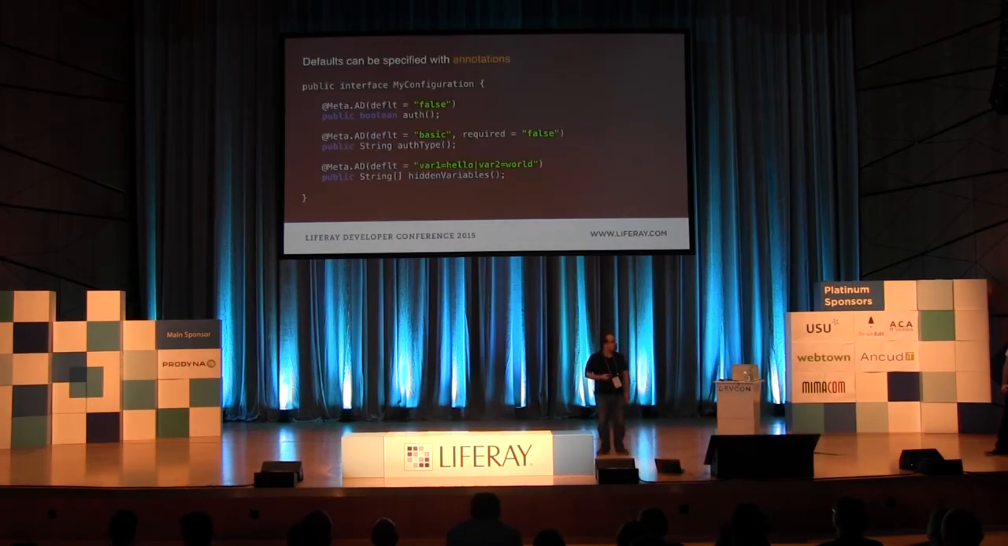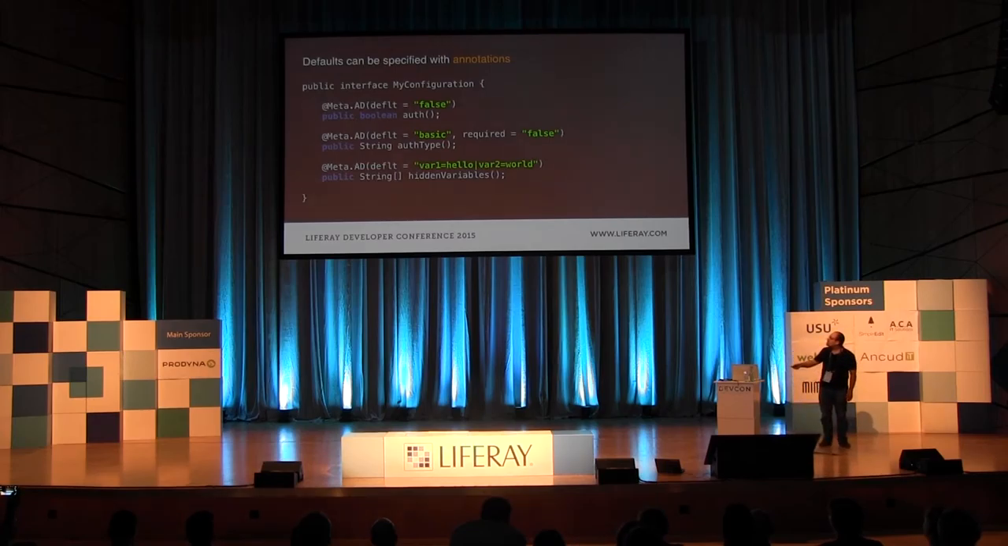We have annotations for them. I'm going to show it in the next slide. We have some properties, for example, for authentication. The default value is false. For authentication type, the default value is basic, and it's not required. And this is much easier to read with annotations.